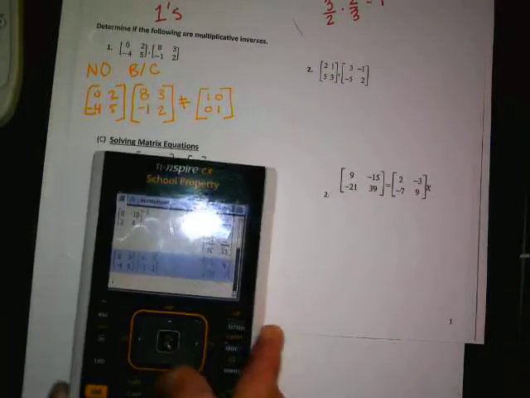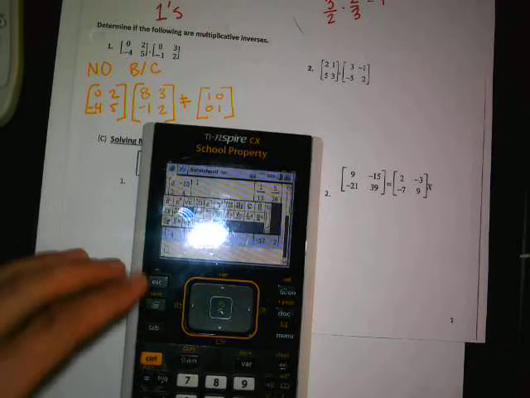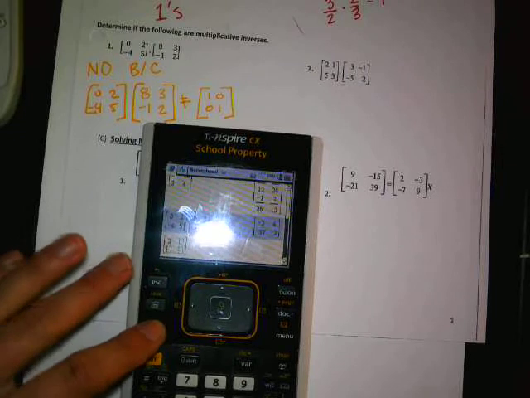All right, so let's try to do the second one. Let's try to do 2, 1, 5, 3.